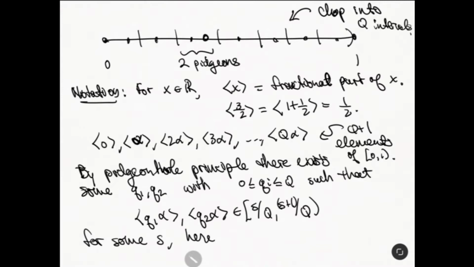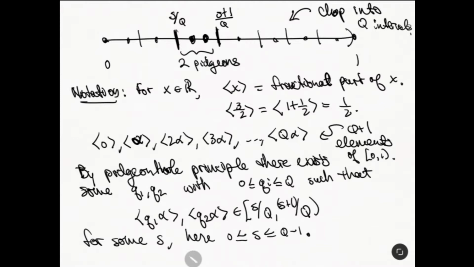S is an integer between 0 and q minus 1, so it's going to be in one of these intervals. Here is s over q, and this is s plus 1 over q. In this interval there are 2 of these, the fractional part of q1 alpha and the fractional part of q2 alpha.